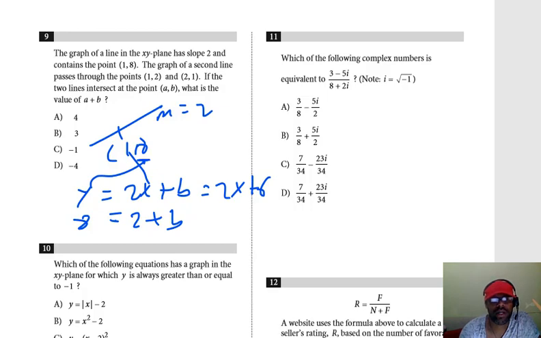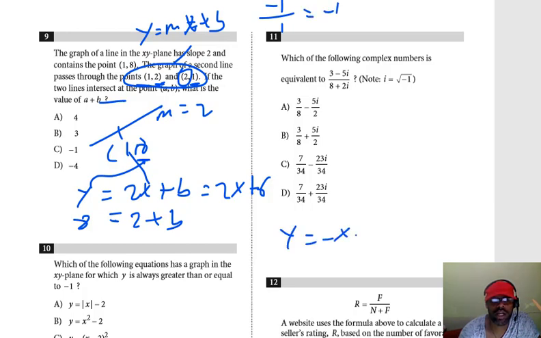The graph of the second line passes through these two points. If the two lines intersect at a point (a, b), what is the value of a plus b? So we have to find the equation of this line. y equals mx plus b. Let's find the slope. The change in y is 1 minus 2, which is minus 1, and the change in x is 2 minus 1, which is 1. So the slope is minus 1, and y equals minus x plus b.